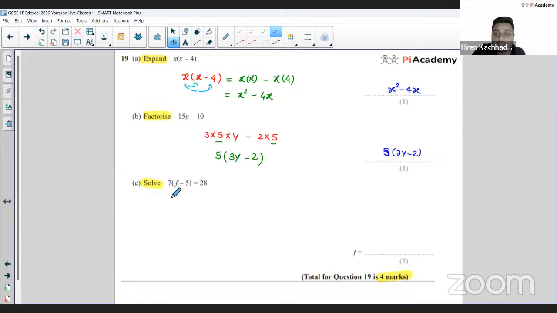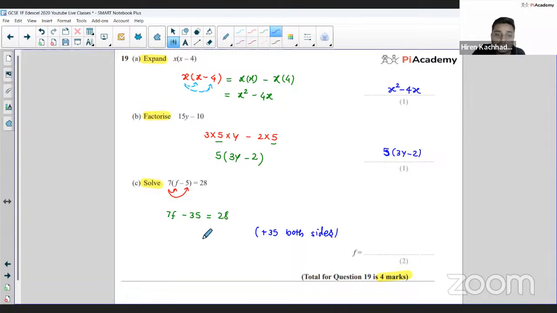Okay, so let's have the next question. Here you have two things to do. Step number 1, you have to expand this bracket, and as you learned in 19a, you multiply with the first term and then with the next term. So 7 times f is 7f, and 7 times 5 is 35, and this all equals 28. Agree? Now you can solve this equation, let's say by adding 35 to both sides.